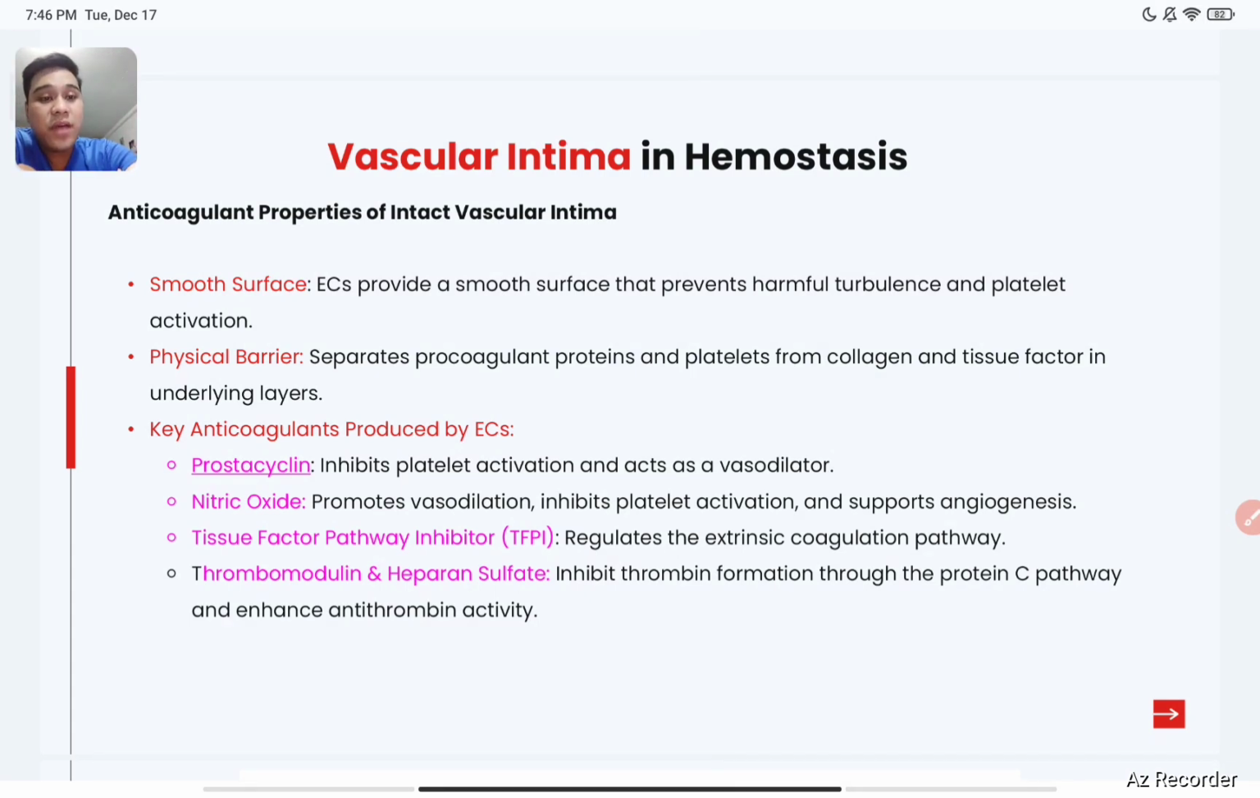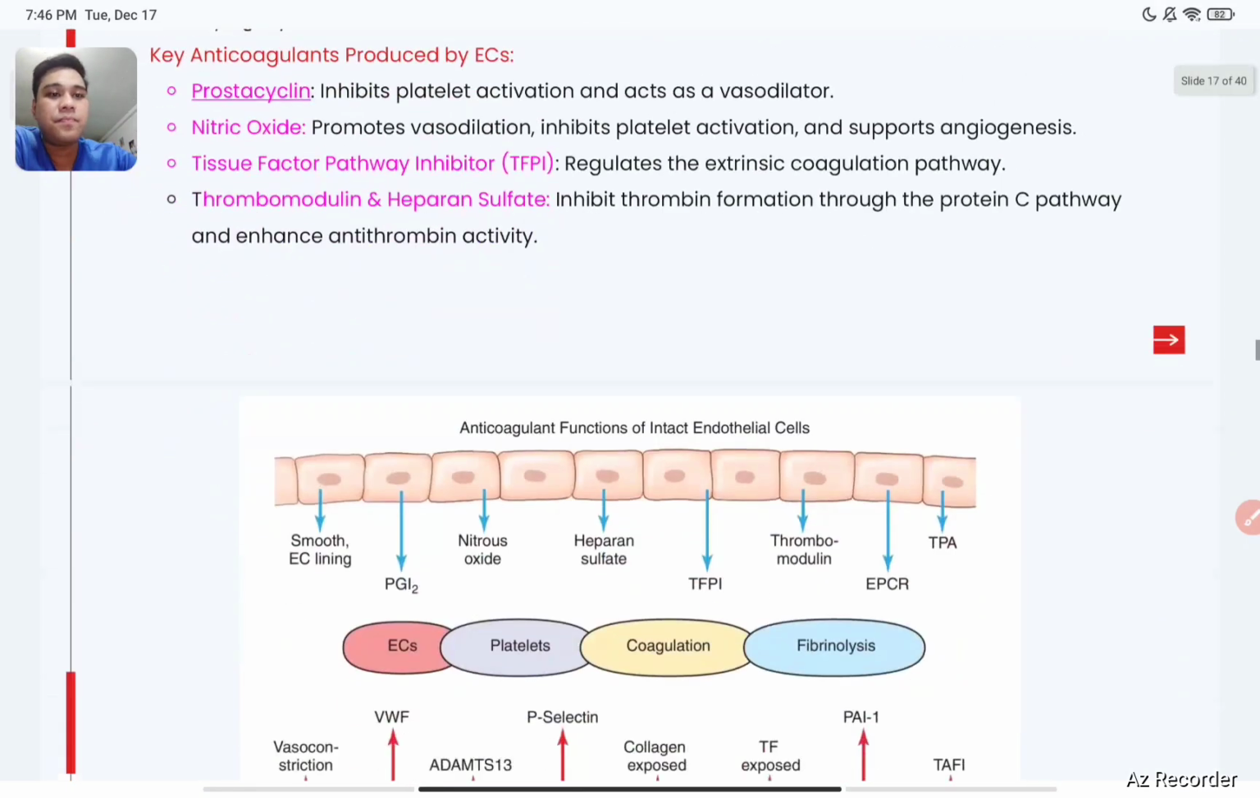So the tissue factor pathway inhibitor, your tissue factor kasi is your factor 7. Factor 7. So, you need to inhibit this by your tissue factor pathway inhibitor so that it regulates the extrinsic coagulation pathway. And then you also have your thrombomodulin and heparan sulfate, which inhibits thrombin formation through the protein C pathway and enhance antithrombin activity.